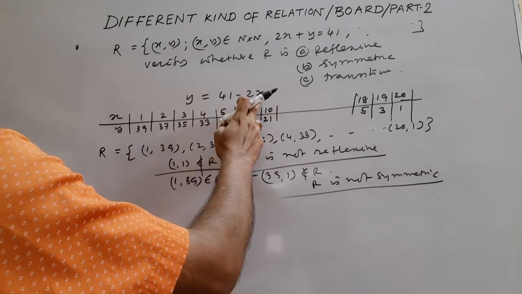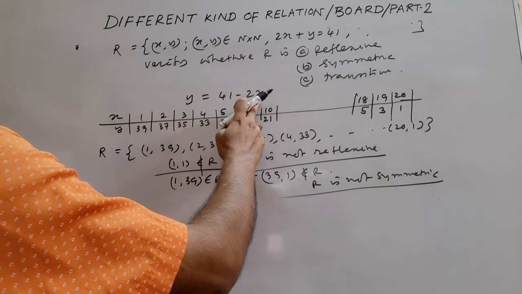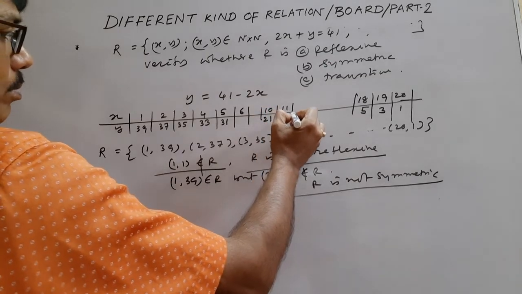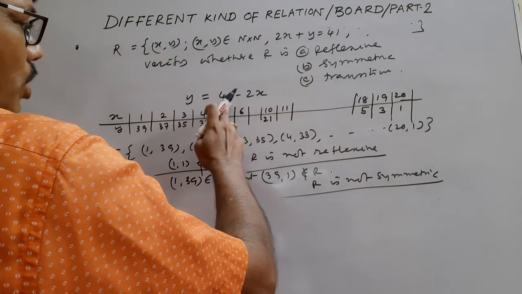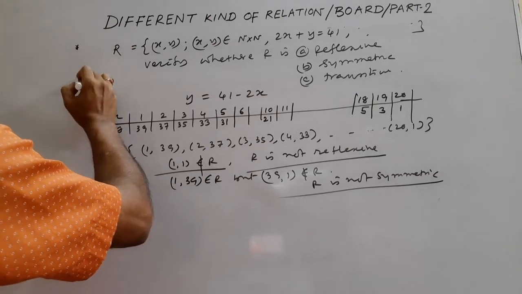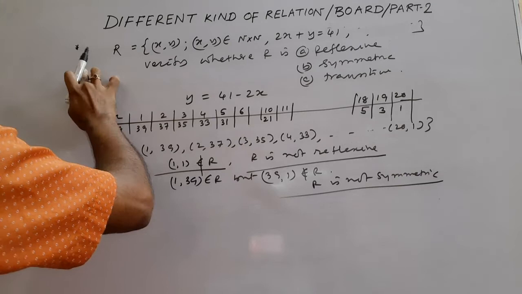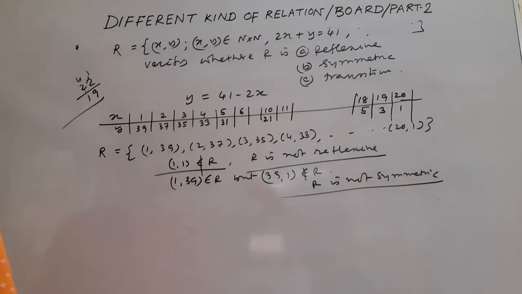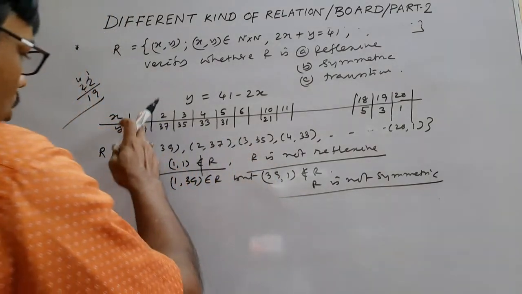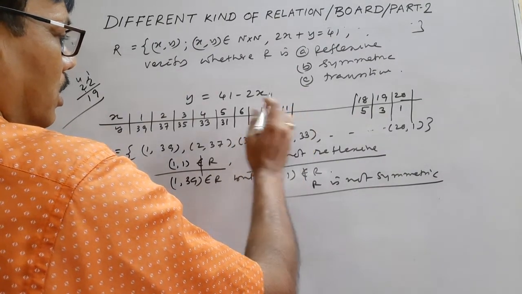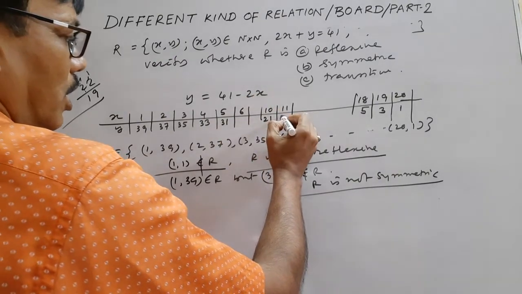If we take 10, so 21, 10, 21. If it is 11, 22, 41. This is 19. So we have to write ordered pairs for which one element is common. So 10, 21, 11, this is 11, this is 22, this is 19.